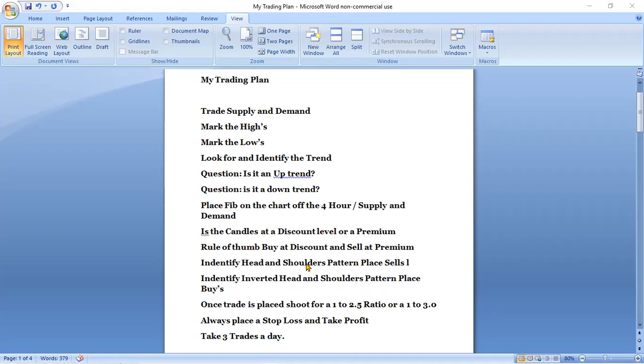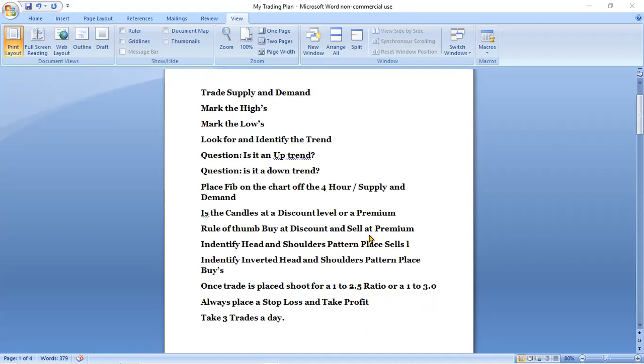Okay. Then I look at the candles. Are the candles at a discount level or a premium level? Okay, we'll go over what discount and premium levels are. Rule of thumb: buy at discount and sell at premium. Identify head and shoulder patterns. Place sells if it's a head and shoulder pattern. Okay. Identify inverted head and shoulder patterns. Place buys. So if it's a head and shoulders pattern, you place sells. If it's an inverted head and shoulder pattern, you place buys.